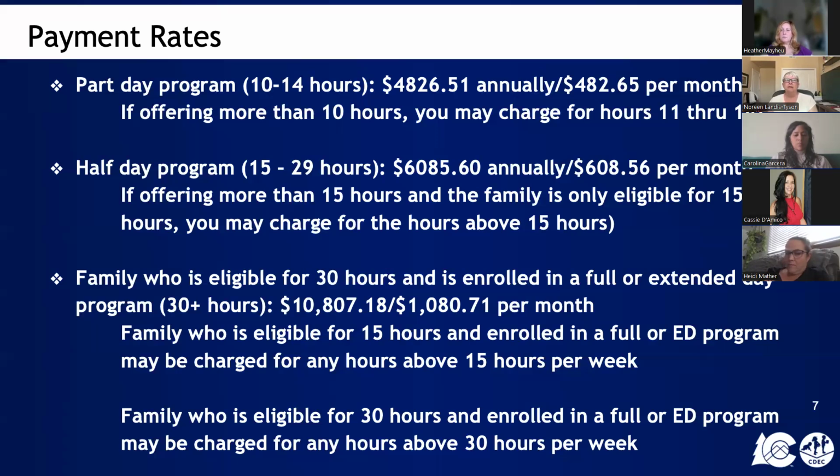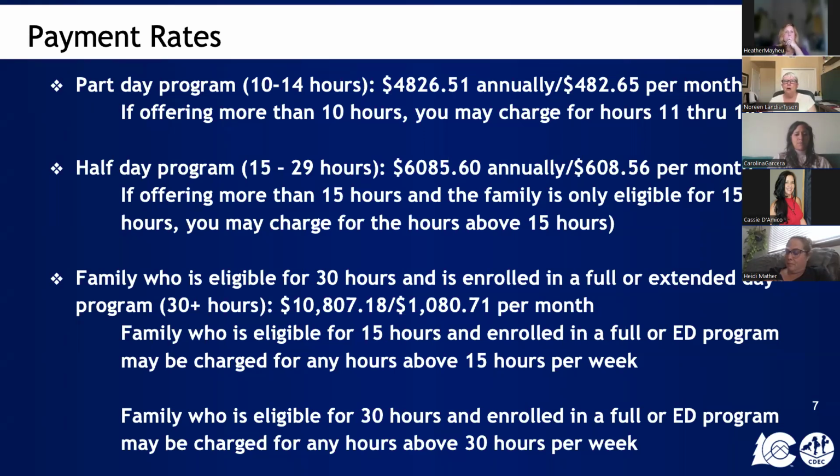Now we get to the fun part. The family who is eligible for 30 hours and is enrolled in a full or extended day program, you will get paid $10,807 or $1,080 per month. The family who is eligible for 15 hours and enrolled in a full or extended day program may be charged for any hours above the 15 hours per week. But if a family is eligible for 30 hours and enrolled in a full day or extended day program, they can only be charged for the hours above 30 hours per week that they are attending.